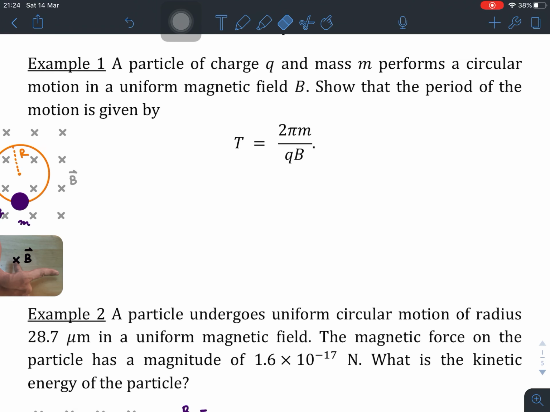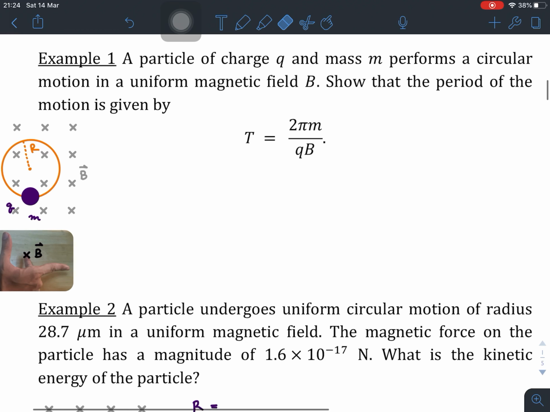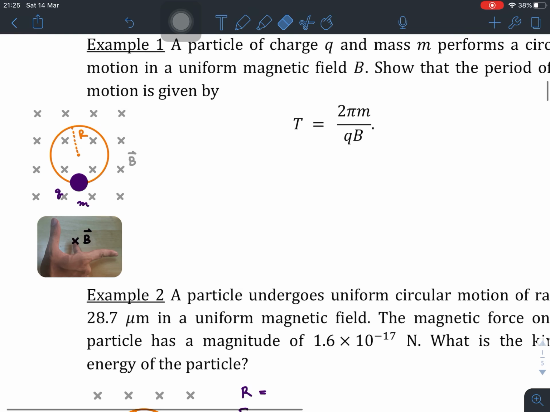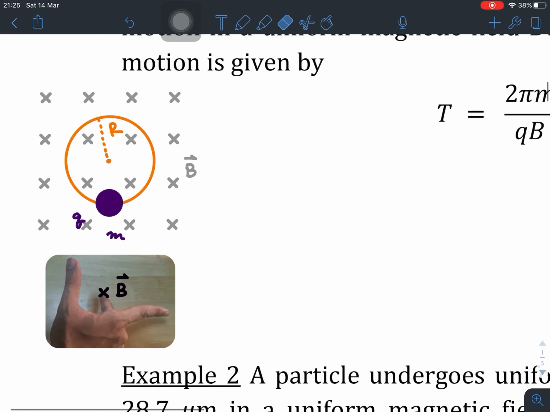Example 1. A particle of charge q and mass m performs a circular motion in a uniform magnetic field B. Show that the period of the motion is given by T equals 2 pi m over qB. So, we firstly consider a circular motion of a charge under a magnetic field.